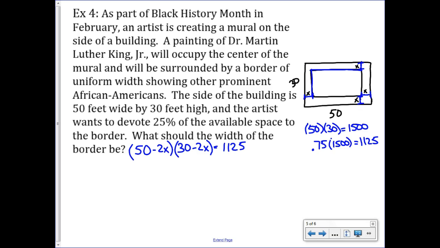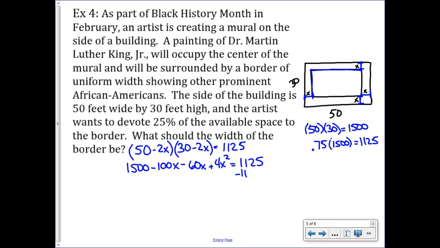So if I start to pull all of this out, 50 times 30 gives me 1,500. And then I do 50 times 2x, I get 100x. And then I have 2x times 30, 60x. And then I have 2x times 2x, that's a 4x squared. Since both of those are negative, that becomes positive. That equals 1,125.